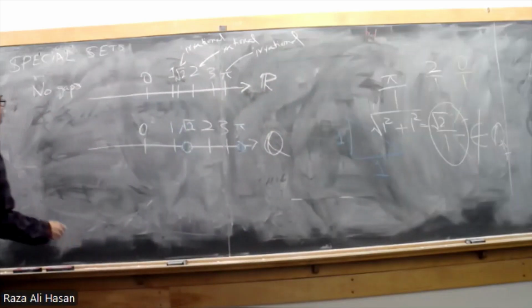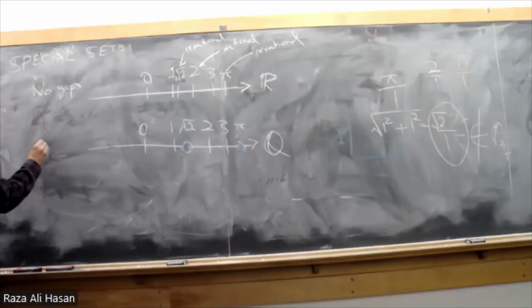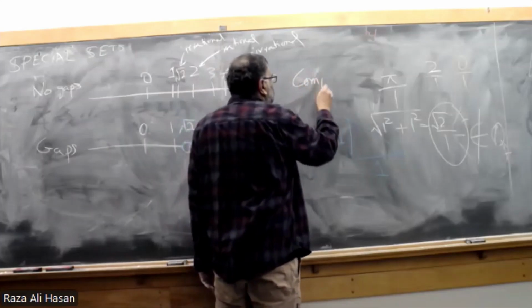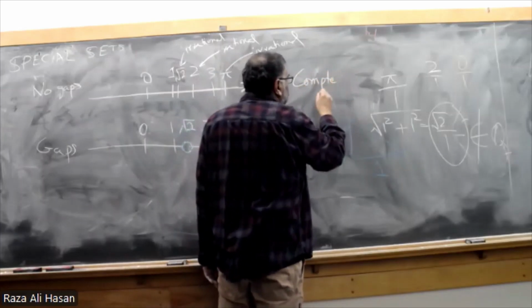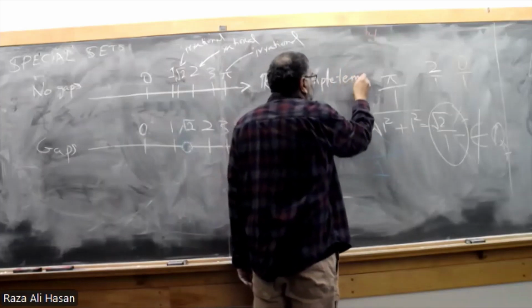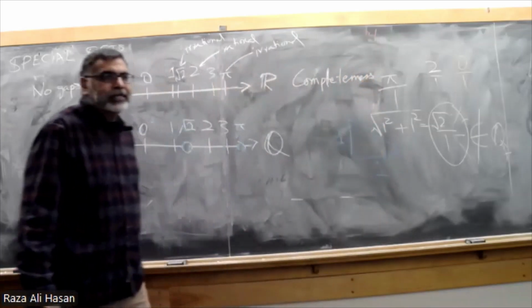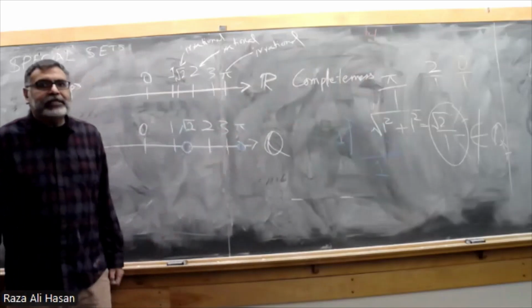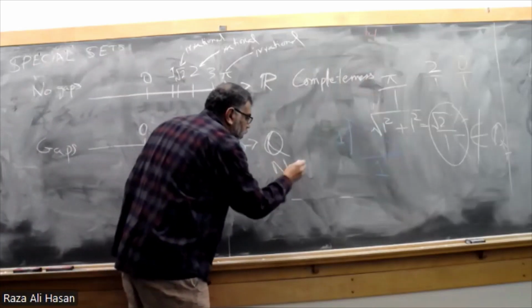So here we have gaps. So we say that the real numbers have a property called completeness. The axiom of completeness is satisfied by the real numbers. The rational numbers are not complete.